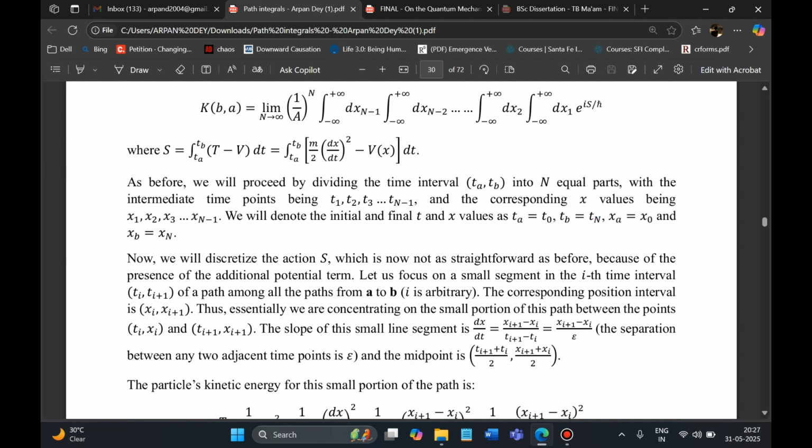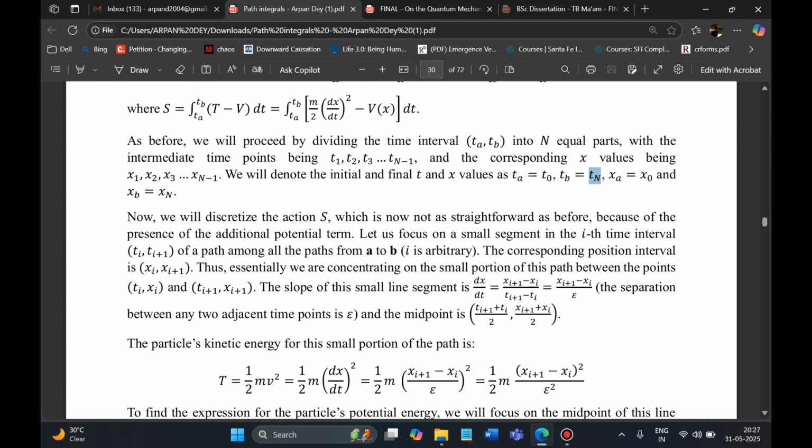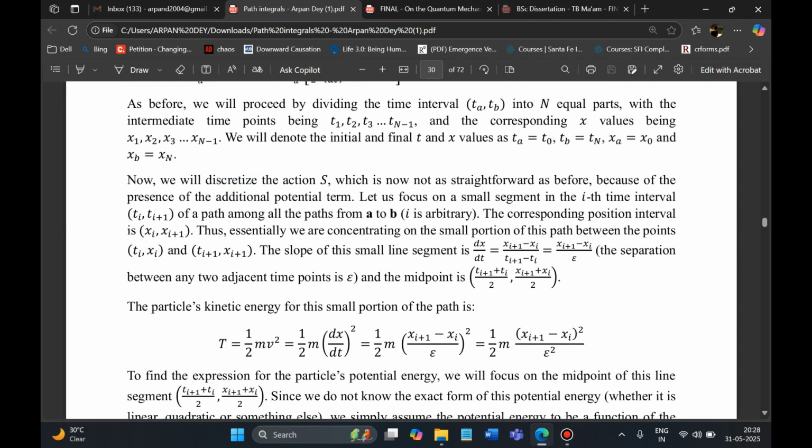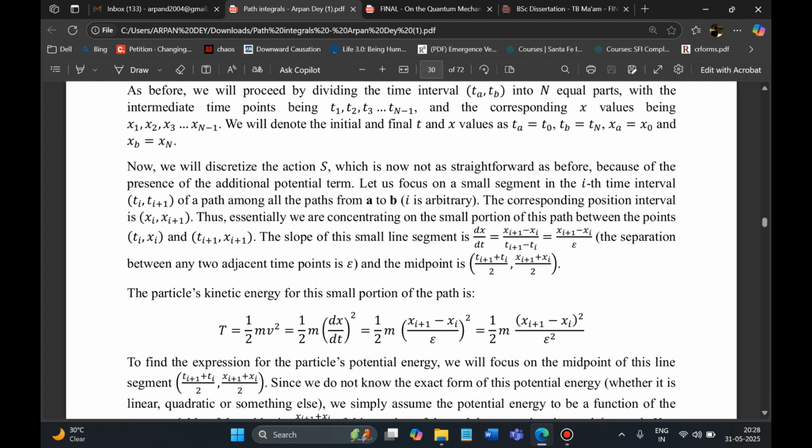It will be T0, T1, T2, T3 and so on up to Tn minus 1 and then finally Tn. And the x values will be accordingly x0, x1, x2 and so on up to xn minus 1 and then xn. So now we will discretize the action S, which is not as straightforward as before because of the presence of the additional potential term. So we'll be focusing on a small line segment.